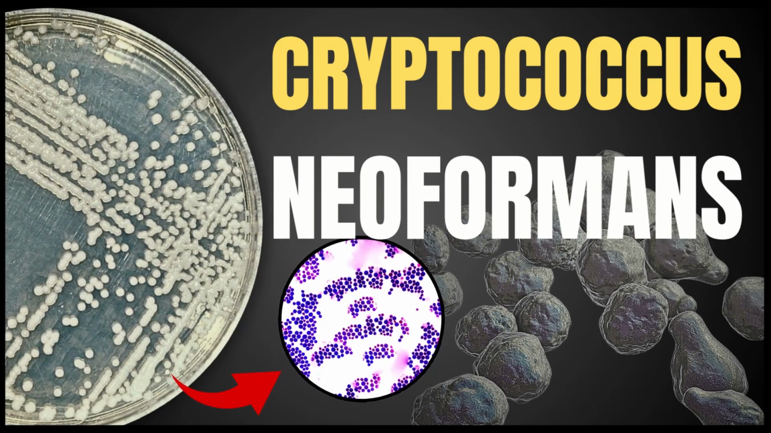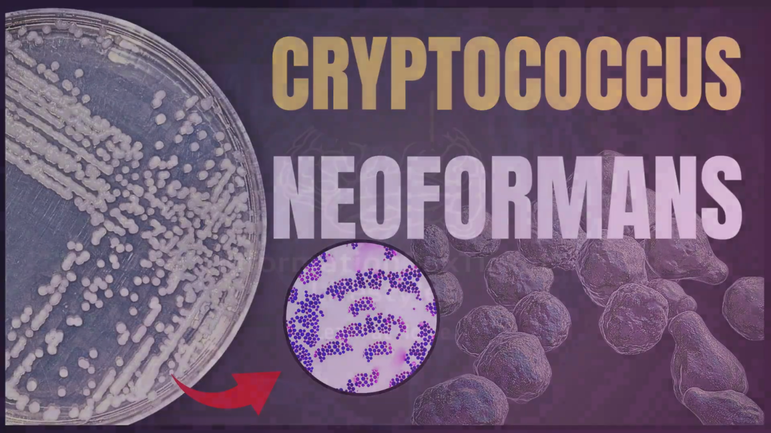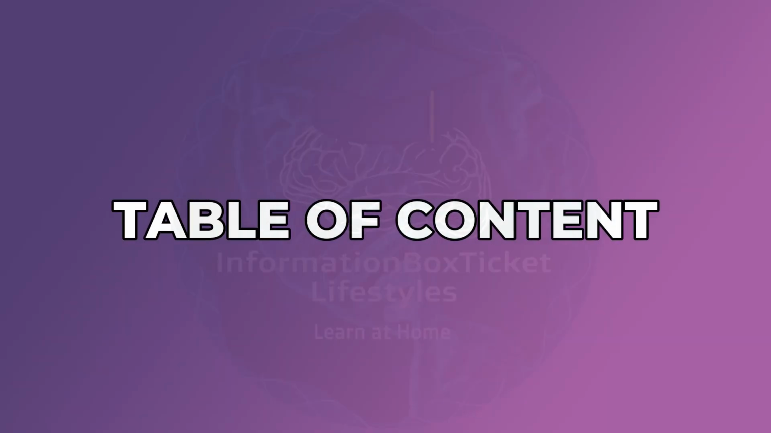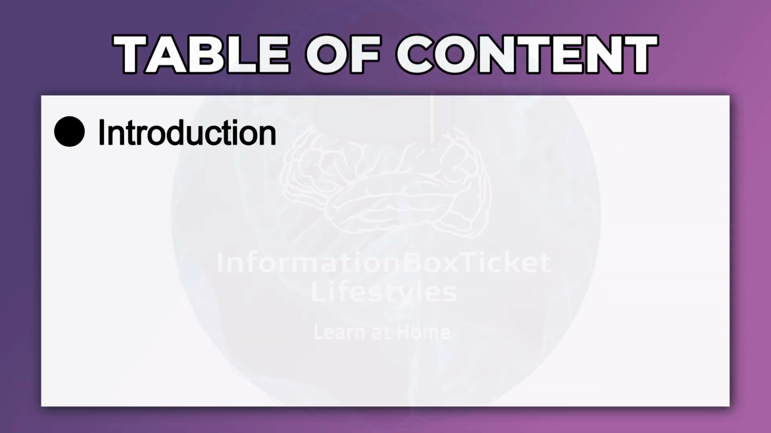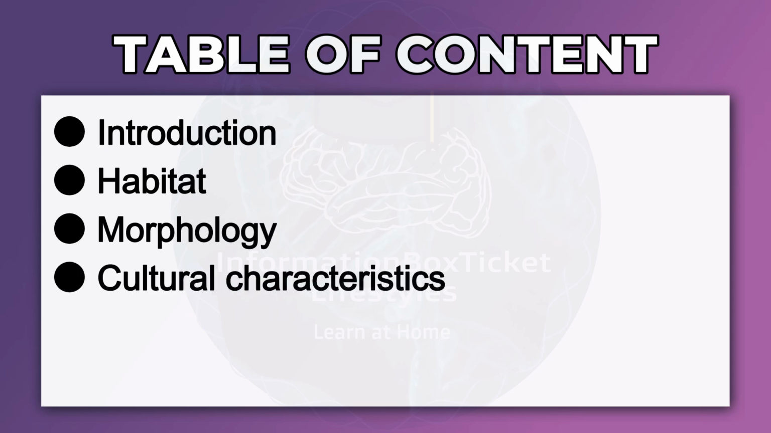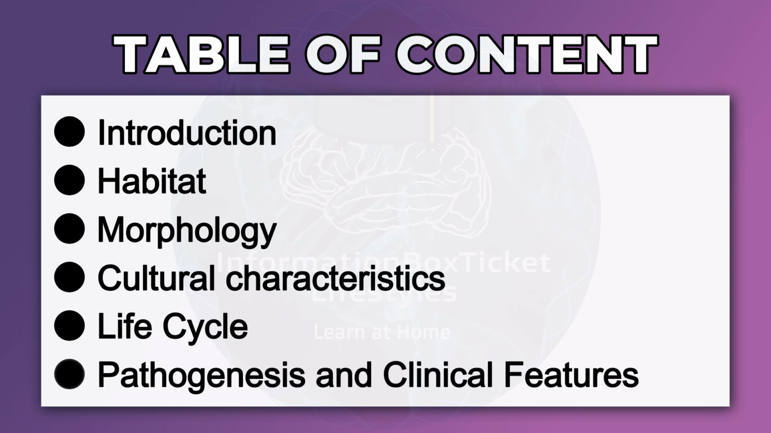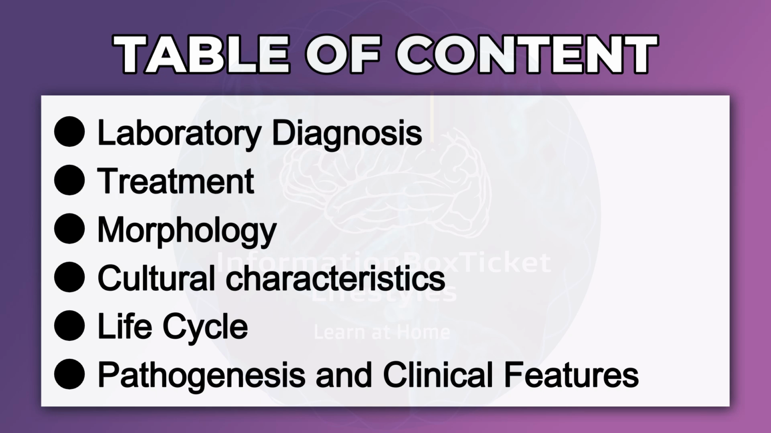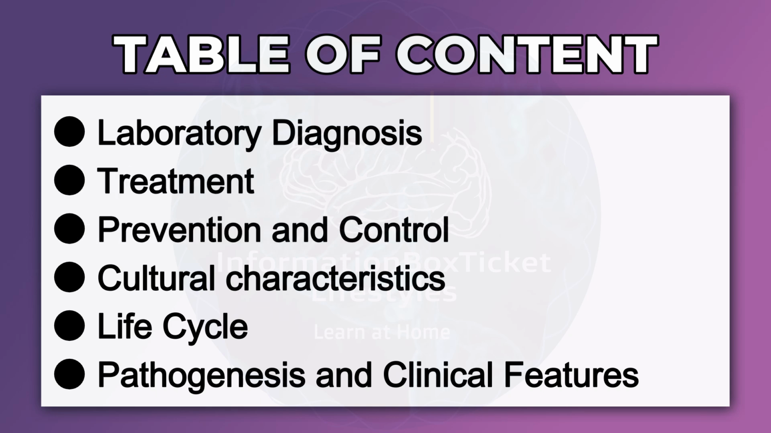Cryptococcus neoformans explained. Table of Contents. Introduction. Habitat. Morphology. Cultural characteristics. Life cycle. Pathogenesis and clinical features. Laboratory diagnosis. Treatment. Prevention and control.